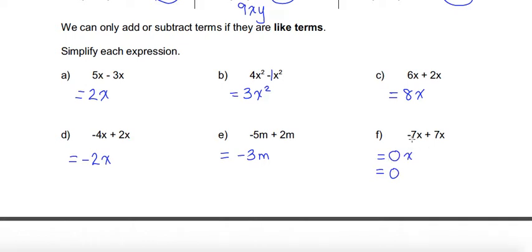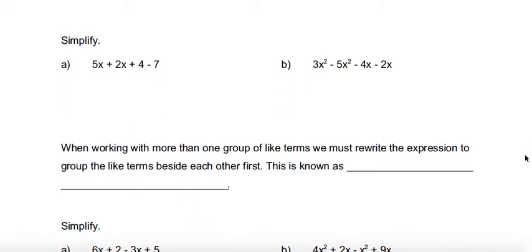So this would be one where if I was looking at this algebraically or graphically, I would have the same amount of positive shapes as I would negative shapes, and they would cancel each other out. So that's why it's 0.